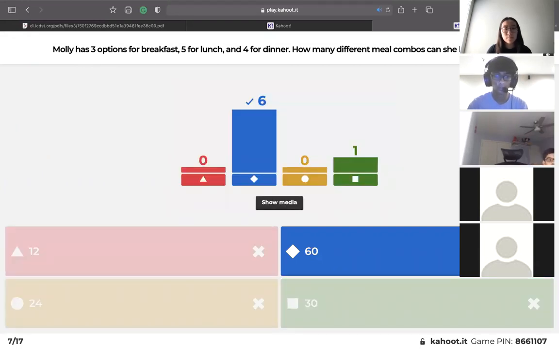Nice. That's good. Everyone said that the answer was 60, except for one person. So that's pretty good. Remember, it's 5 times 4 times 3, and that's going to be 60.